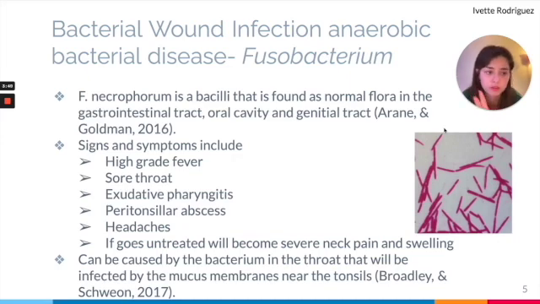So if you look at pictures, there can be swelling. It can be caused by the bacterium in the throat that infects the mucous membranes near the tonsils. So it's the mucous membranes that actually get infected. And most commonly, even though it is found throughout the body, it's usually near the tonsils in the back.